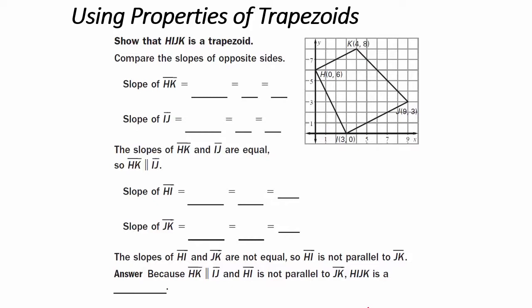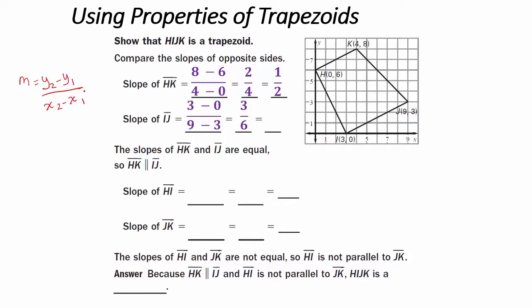So let's start by looking for the slopes of each of these line segments. Remember, the slope formula is lowercase m is equal to y2 minus y1 over x2 minus x1. So let's find the slope of line segment HK. We have 8 minus 6 over 4 minus 0. Simplify that, we get 2 over 4, which reduces down to 1/2. Now let's look for the slope of IJ. That's 3 minus 0 over 9 minus 3, which simplifies down to 3 over 6, which reduces to 1/2.